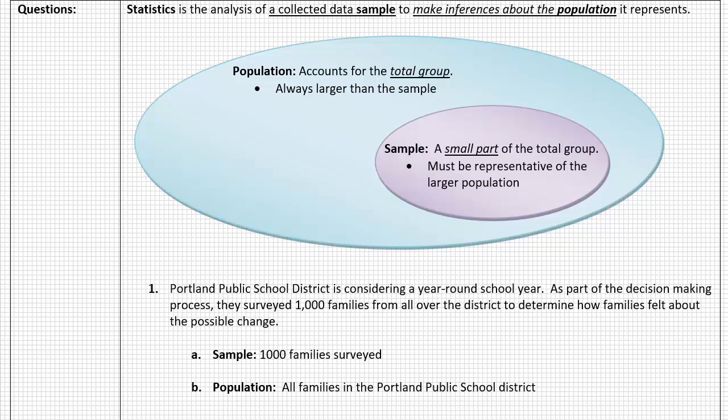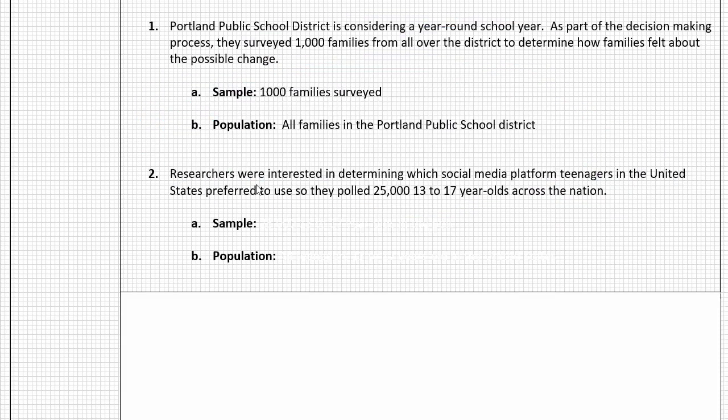Let's take a look at our second example. Researchers were interested in determining which social media platform teenagers in the United States preferred to use. So they polled 25,000 13 to 17-year-olds across the nation. Go ahead and think about this information here. Which part represents the sample, the small data set, and which part represents the population, the large total group that they're trying to study?